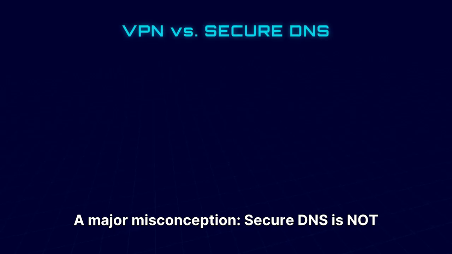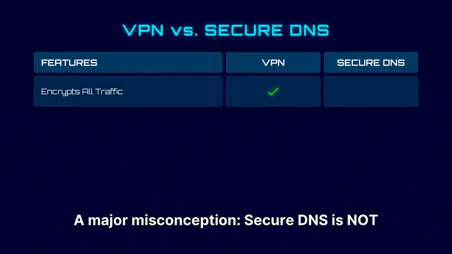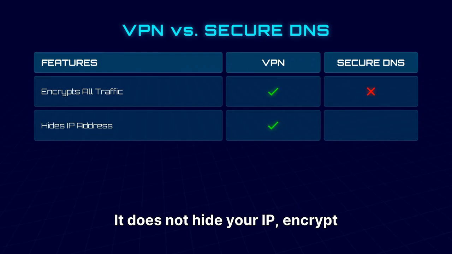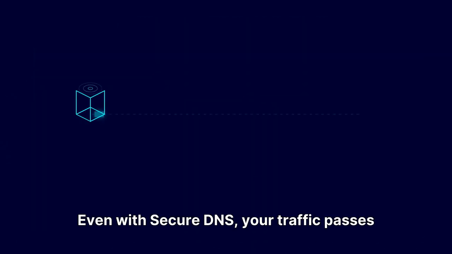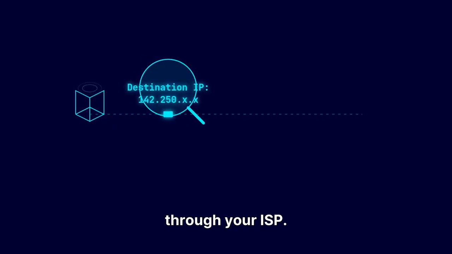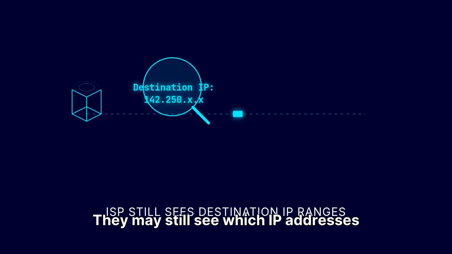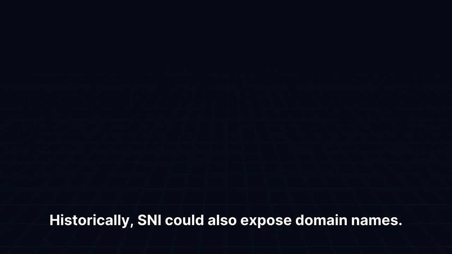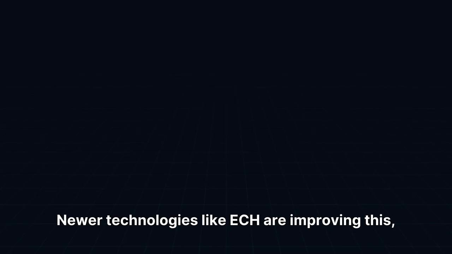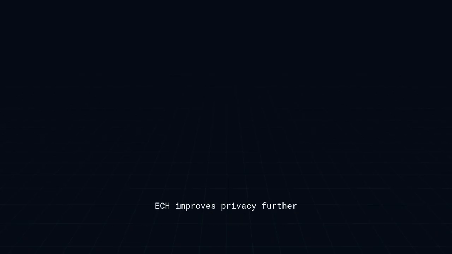A major misconception: secure DNS is not a VPN. It does not hide your IP, encrypt all traffic, or make you anonymous. Even with secure DNS, your traffic passes through your ISP. They may still see which IP addresses you connect to and infer what services you use. Historically, SNI could also expose domain names. Newer technologies like ECH are improving this, but secure DNS alone is not a total solution.